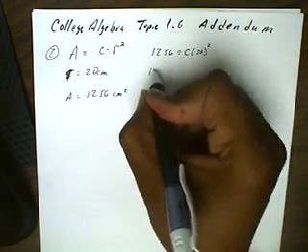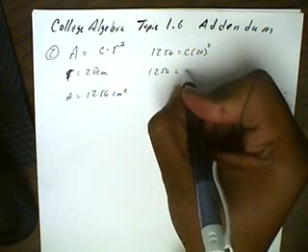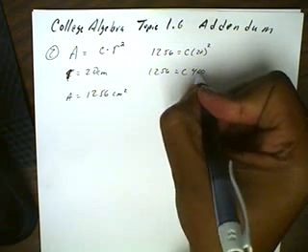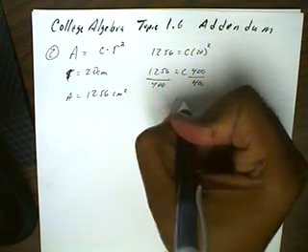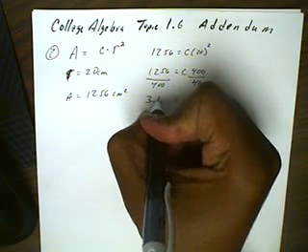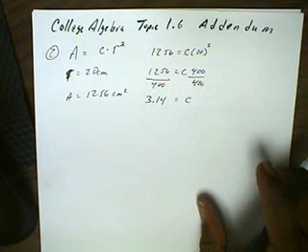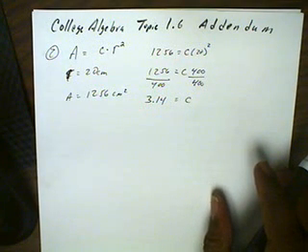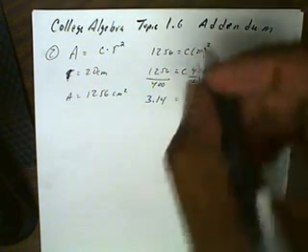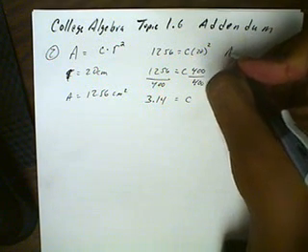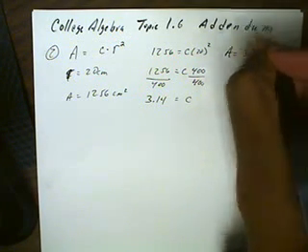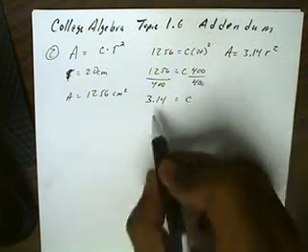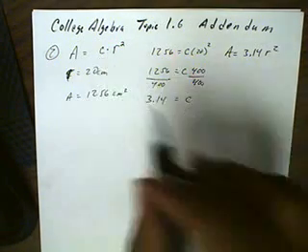Now, 20 squared will be 400. If I divide both sides by 400, my constant ends up being 3.14. And the last part says, what is the area of a circle with a radius of 25 centimeters? So we have area now equals 3.14 R squared. This is the formula that we were looking for, because we need to know the constant.